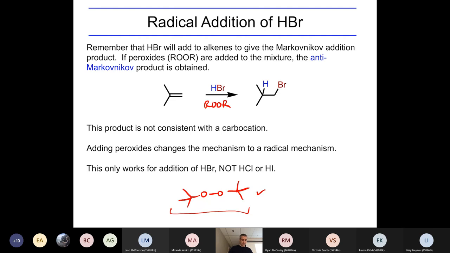And what happens is the mechanism changes when you put the peroxides in there. It doesn't work for HCl, it doesn't work for HI, just HBr, but we can do the anti-Markovnikov addition of HBr if we add peroxides in there with it. So this is not consistent with the carbocation. All the carbocation addition reactions went Markovnikov. This one's anti, this goes the other way around.